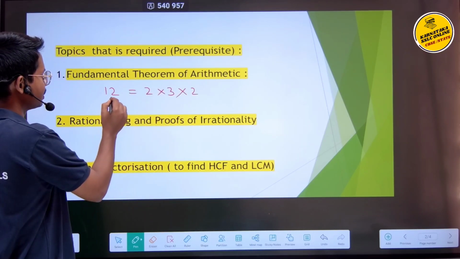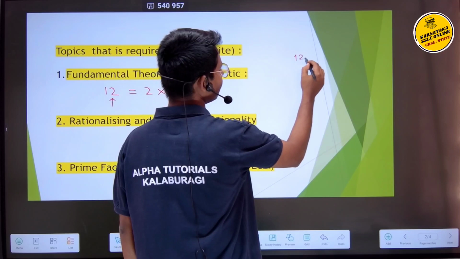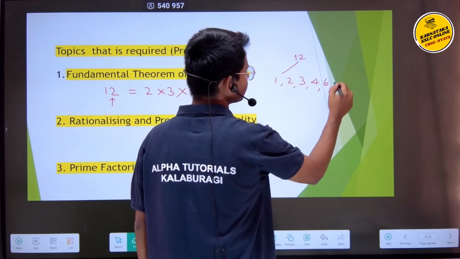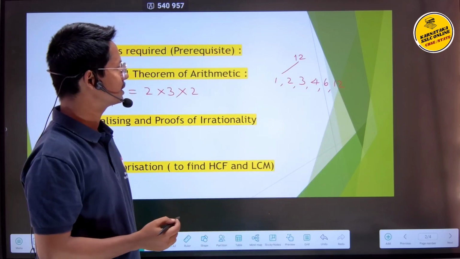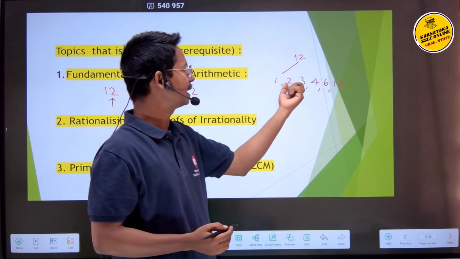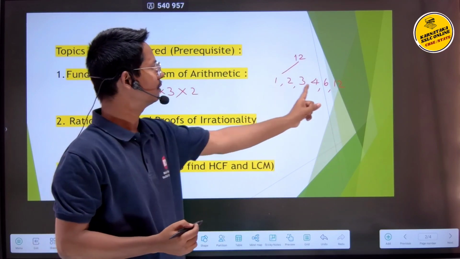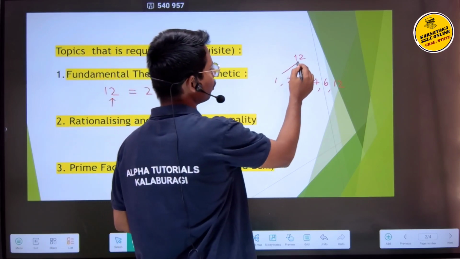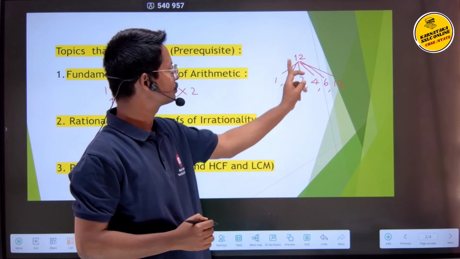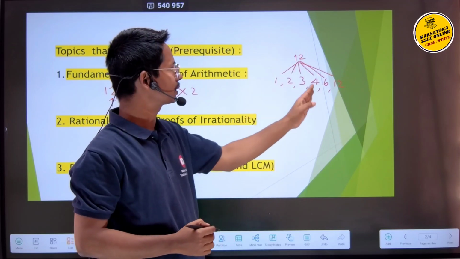So 12 is a composite number because it has more than 2 factors. What are the factors of 12? It is 1, 2, 3, 4, 6 and 12. Factors are nothing but the numbers which divide the other number. So that number is called a factor of the other number. So these all 6 numbers divide 12, so these are called factors. As 12 has more than 2 factors, how many factors can you say? 6 factors. 1 divides 12, 2 divides 12, 3 divides 12, 4 divides 12, 6 divides 12, and even 12 divides 12. So there are more than 2 factors, meaning it is a composite number.